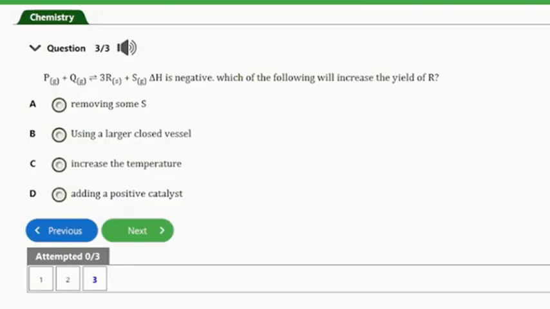If we remove some of the products here, which is S in this case, it will cause an increase in the yield of R from the product. So that's it, and that's the answer to this question.